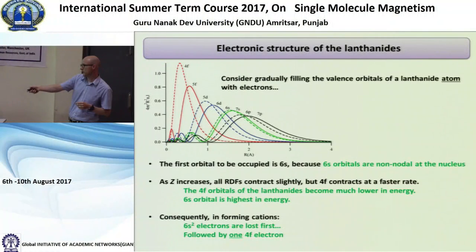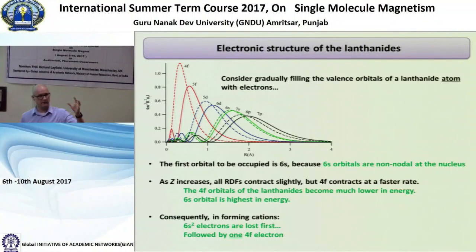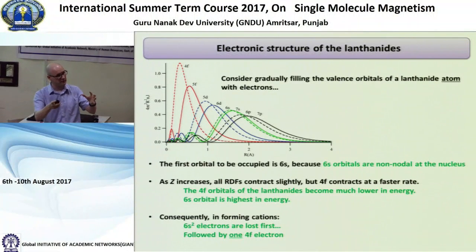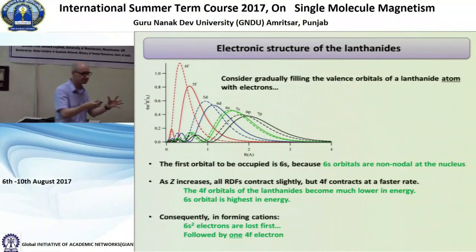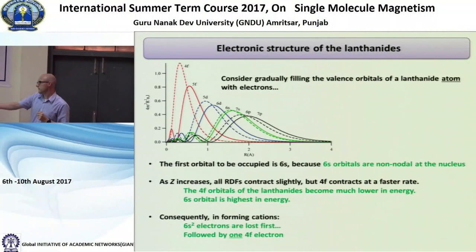As you move across the lanthanide series, Z increases, the atomic number increases. So if you are an electron orbiting a nucleus and you experience an increase in the positive charge, everything starts to shrink a bit because of the stronger electrostatic interactions. This is a principle that applies throughout the periodic table. So everything contracts slightly, but the 4f orbital contracts at a much faster rate simply because of the much lower value of the principal quantum number. Compare 6s to 4f, there's a difference of 2 in the principal quantum number. That's a very big difference, actually.